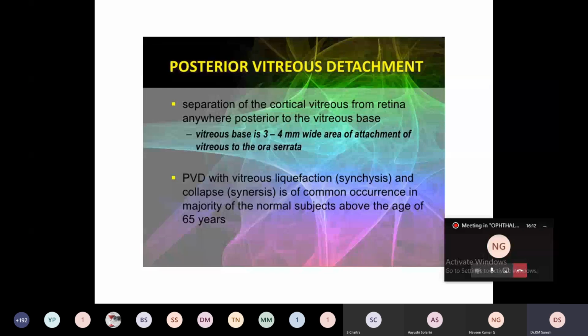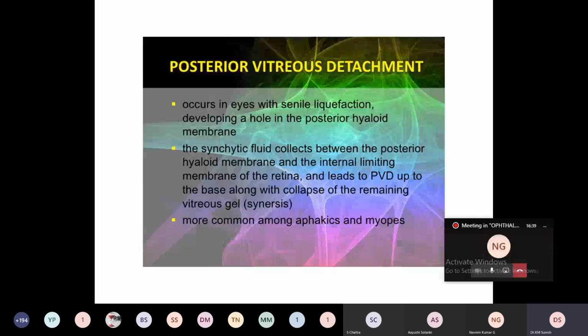Posterior vitreous detachment with vitreous liquefaction is referred to as synchisis. Synchisis is movement, and collapse of the vitreous is referred to as syneresis. It is of common occurrence, as I told you earlier, after the age of 65 years, it is very common. Vitreous liquefaction is very common. Whenever it occurs, posterior vitreous detachment occurs in eyes with senile liquefaction.